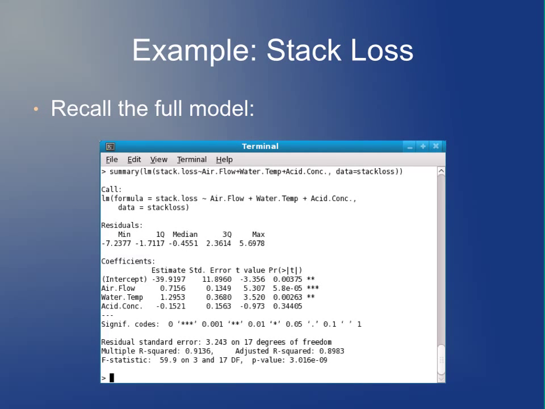So let's look at the stack loss data again. We've looked at this for the last couple slides. Note that the t-statistic for airflow is strongly significant. The t-statistic for water temperature is significant, although not as strong as it was for airflow. And for acid concentration, we fail to reject the null hypothesis that the coefficient for acid concentration is 0. Now let's look at these one at a time.